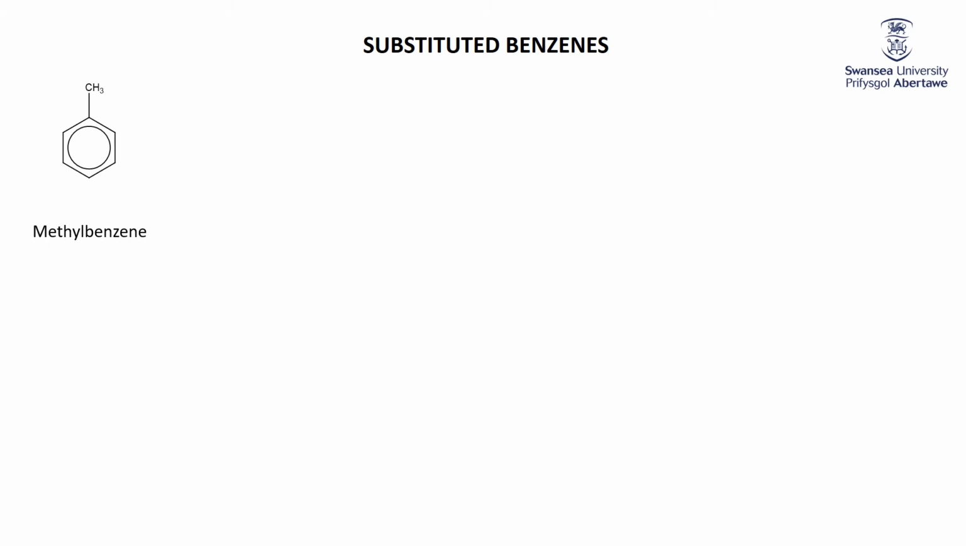So we'll start off with methyl benzene. You can see where that comes from. It's a benzene ring with a methyl group, but you're never going to find a practicing chemist who calls it methyl benzene. It's called toluene.